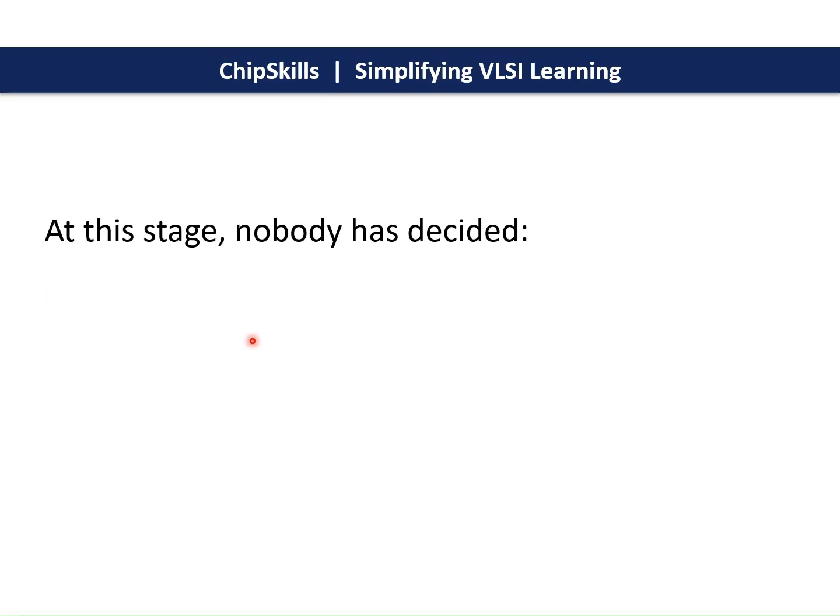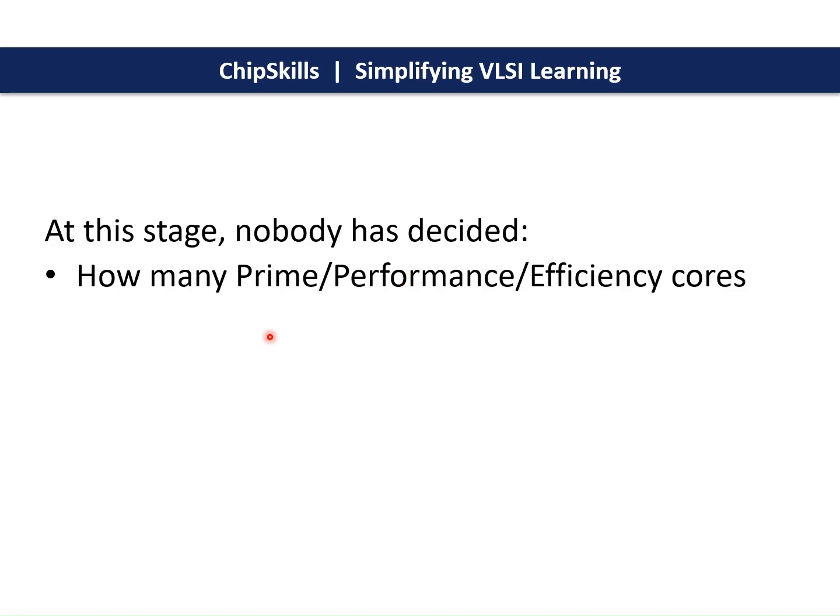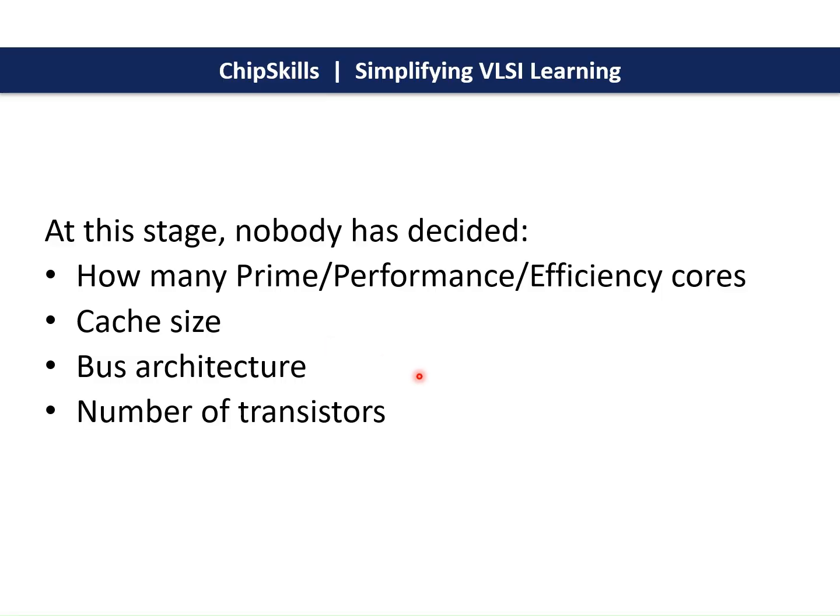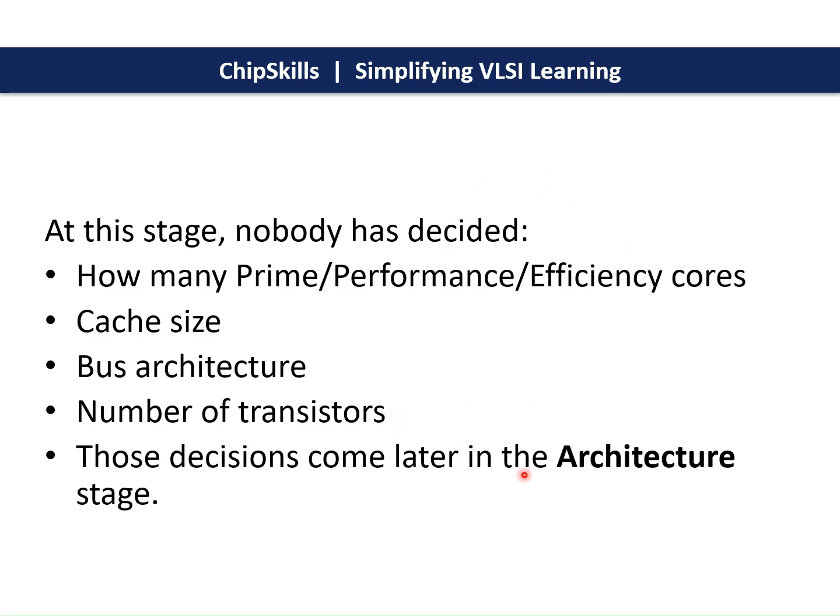At specification stage, nobody has decided how many prime, performance, or efficiency cores are used in the chip, or what is the cache size, or what is the bus architecture they are going to follow, either AHB, APB, or AXI, or the number of transistors. All this is not mentioned in the specification. This will be done in the next step called architecture.